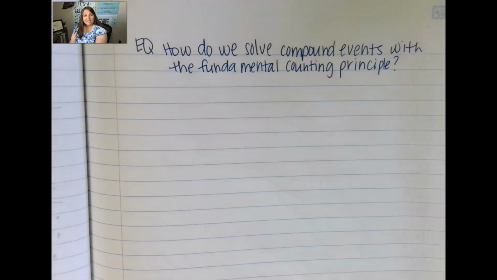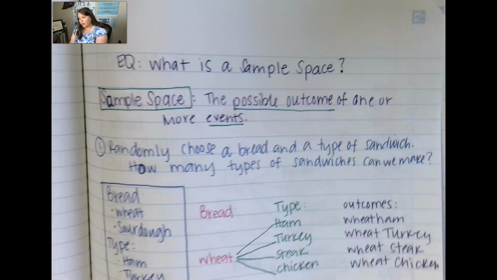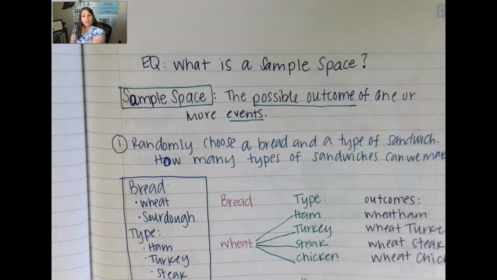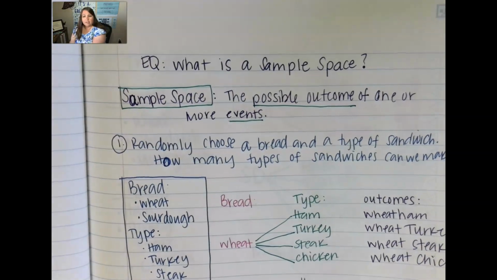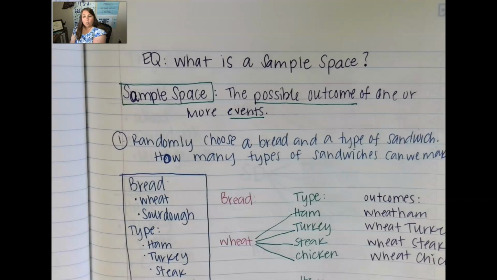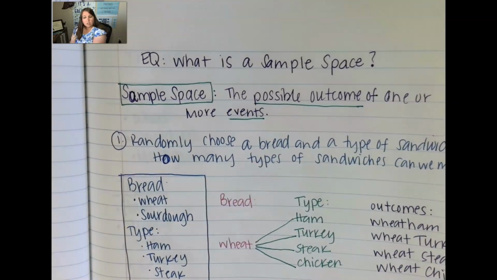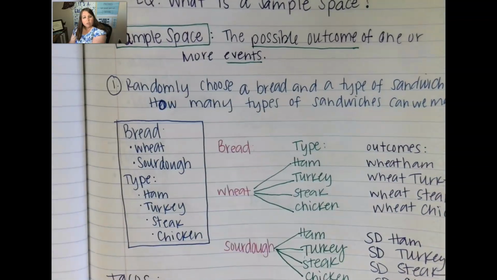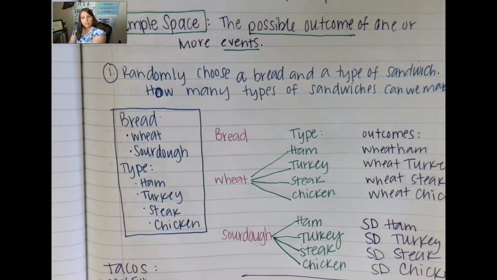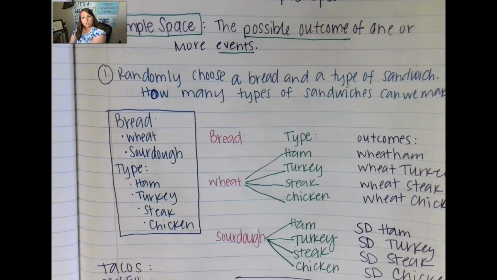Everyone. In our last lesson, we were learning about sample space, and we created trees to help us find out what all the possible outcomes were. So making sandwiches, you had 2 types of bread with 4 types of filling, so you would have 4 sandwiches for each thing.